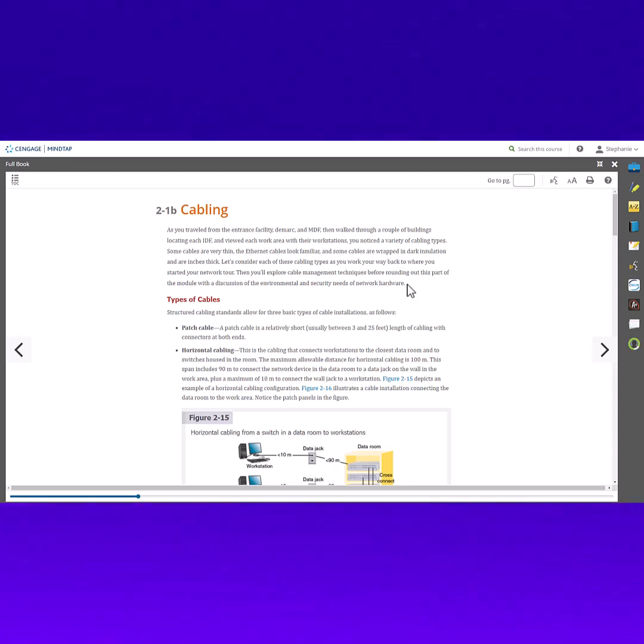This video is over Module 2, 1B cabling from the PCT 110 Network Essentials course using Cengage Mindtap. So we're going to go over that. And so we're in 2.1b, types of cabling.